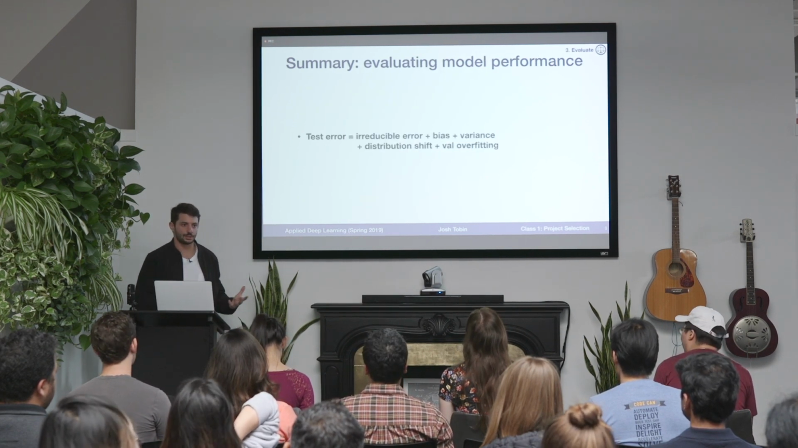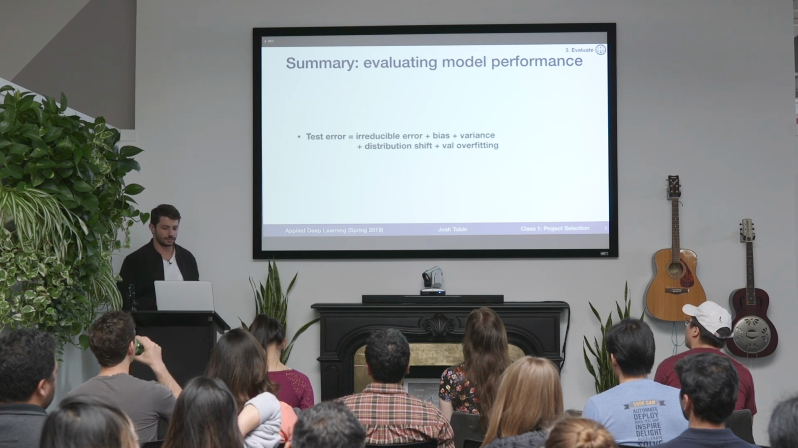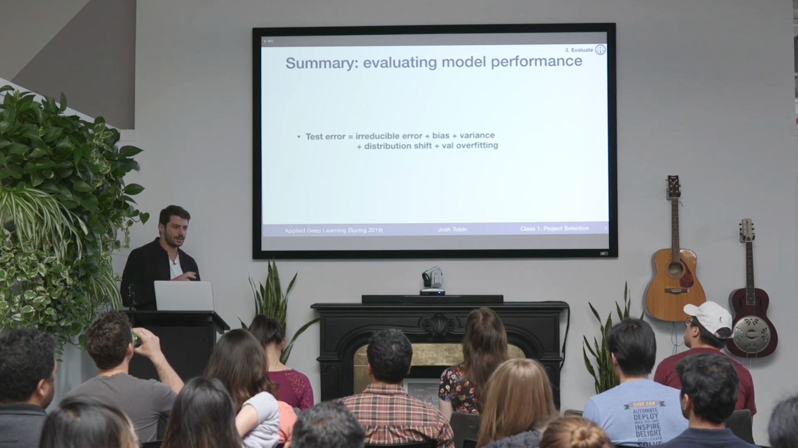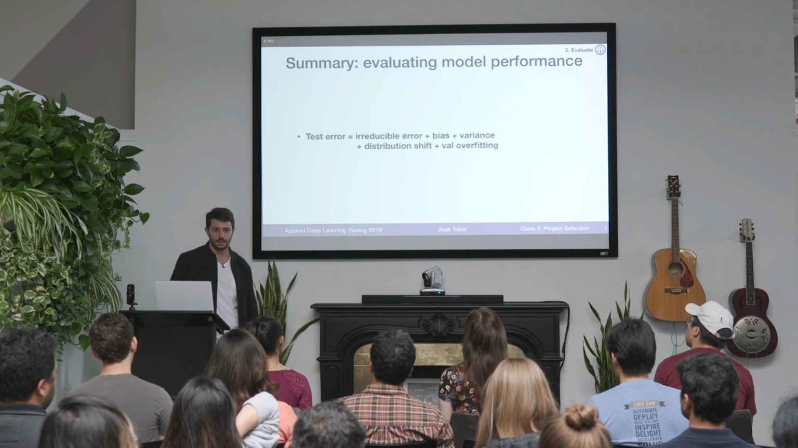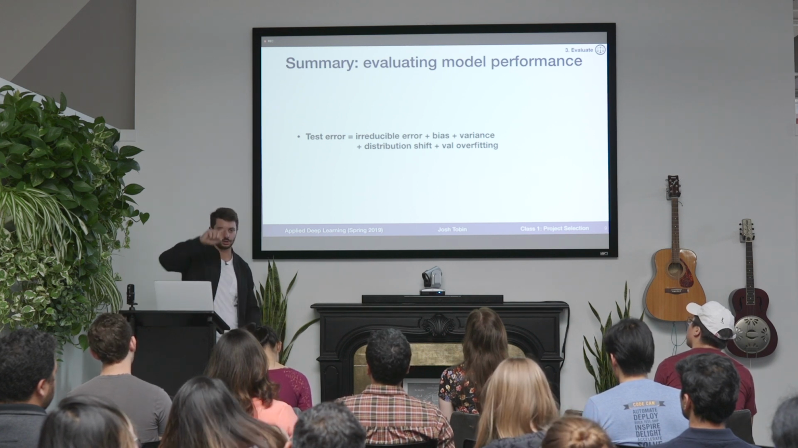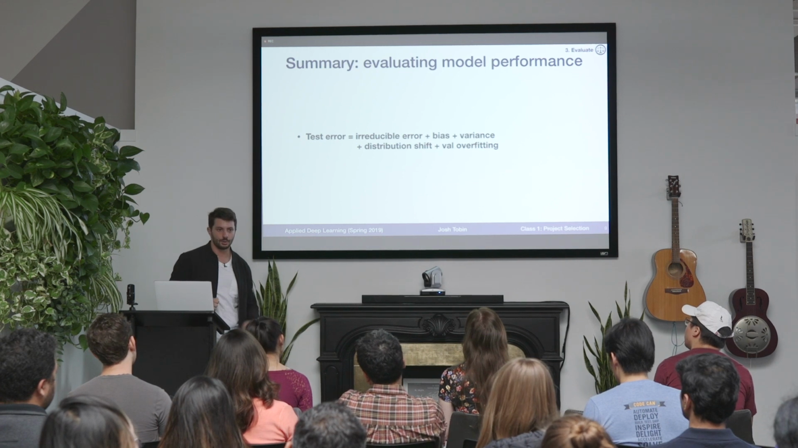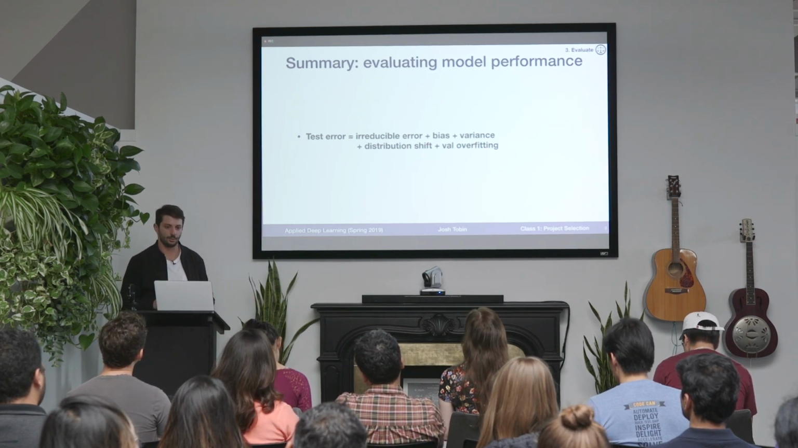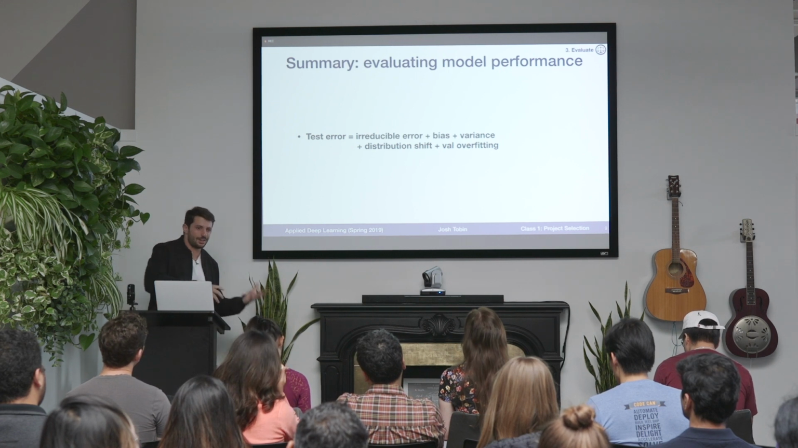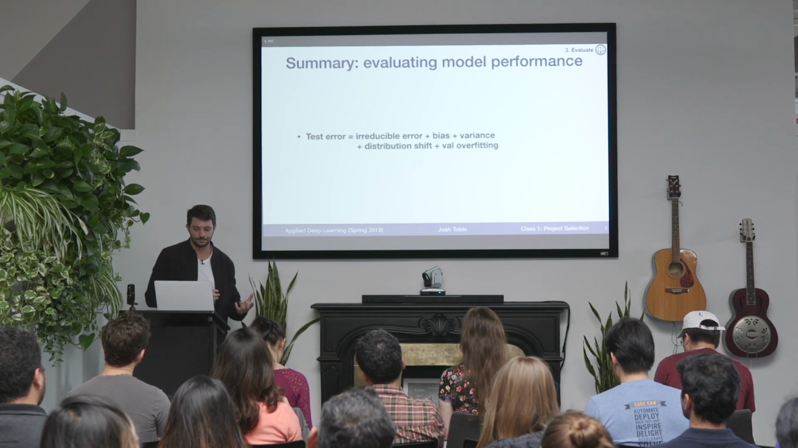Okay, so once you've implemented your model and you feel like there's probably no bugs, then the next step is to look at the performance of your model and decide what to do next. The key idea here is that if you look at your error on your test set, you can break that down into some components. The first component is something called irreducible error, which just means the error that you're not really expecting your model to do better than.